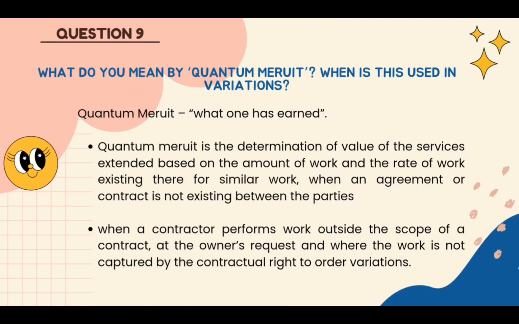Next, the question is question number 9. The question is, what do you mean by quantum meruit and when is this used in variation? Quantum meruit is what one has earned.